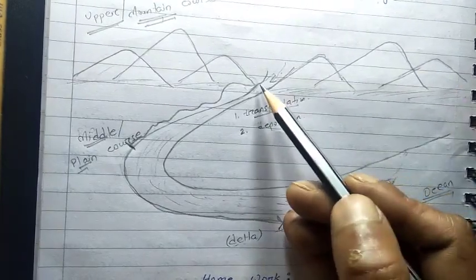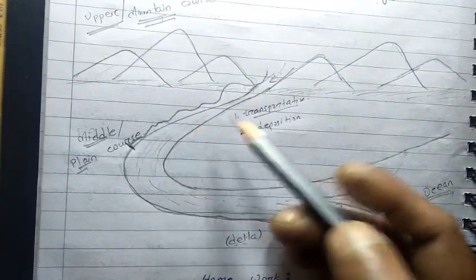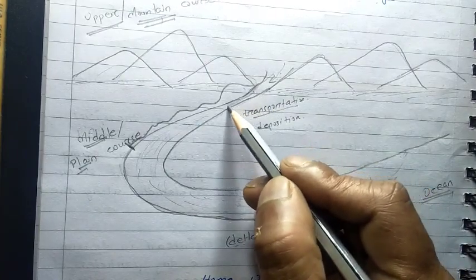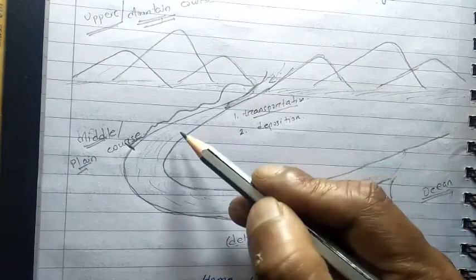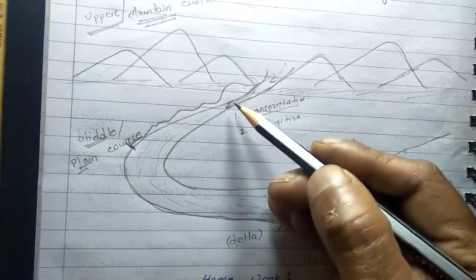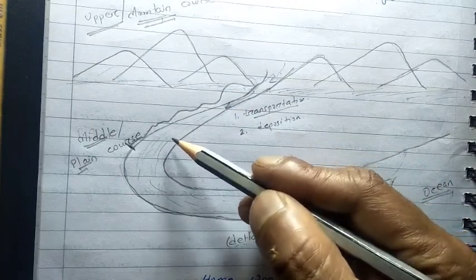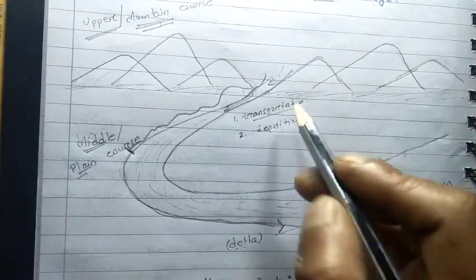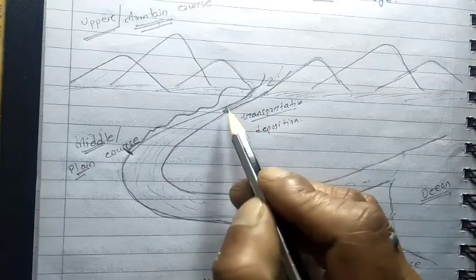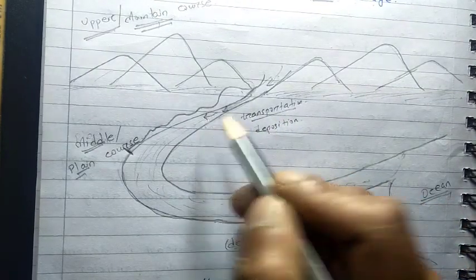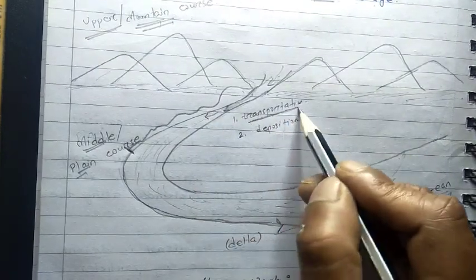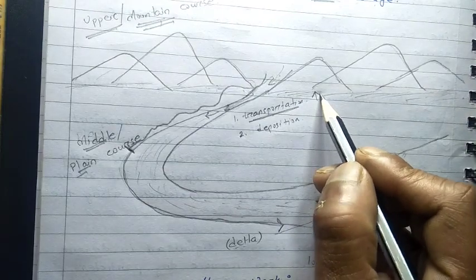And as you know, here the slope of the land is very steep. The speed of the river water will be very high, and this mountainous stage cannot be used by human beings as a means of transportation or navigation. Here the speed of the river is maximum and the transportation process is maximum at the mountainous stage.